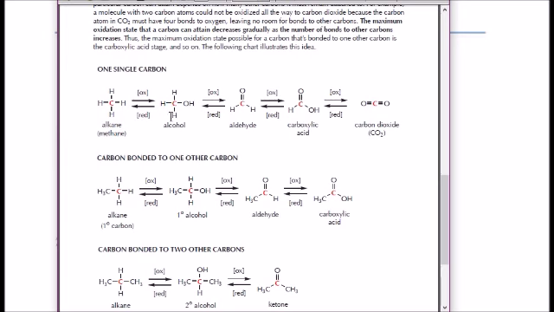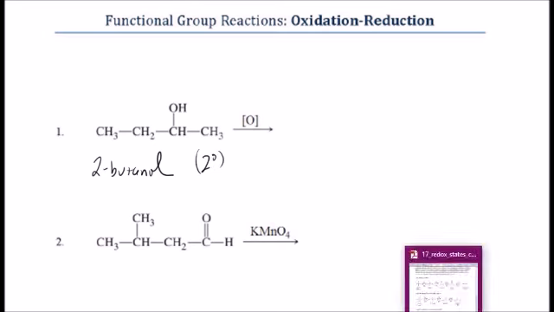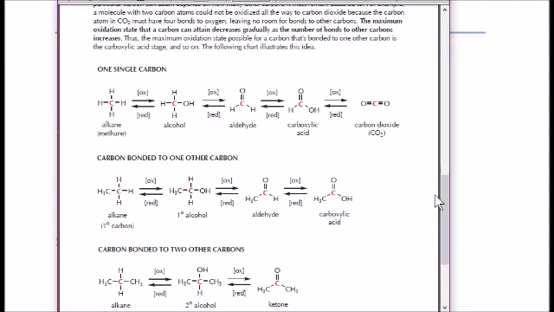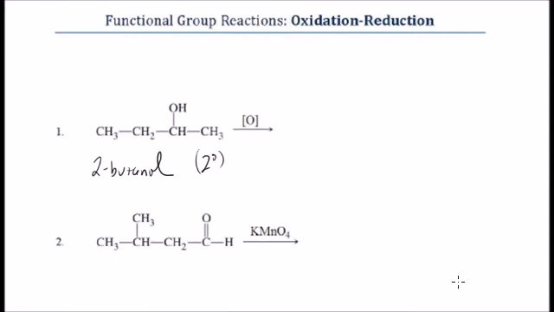Now, is it a primary alcohol? Is it a secondary alcohol? So let's minimize that and take a look here. Well, the carbon that it's attached to is attached to 2 carbons, so this is going to be a secondary alcohol. Let's go back to our cheat sheet. If we have a secondary alcohol, that is going to go to a ketone. So we know we need a ketone here. And a ketone is, just remember, a carbon double bonded to an oxygen.